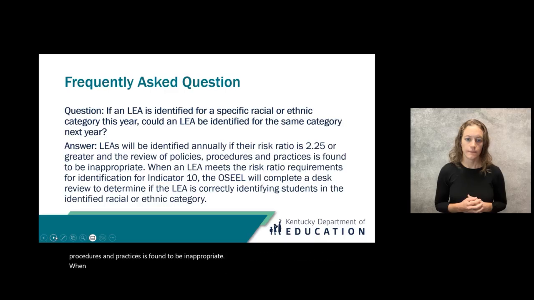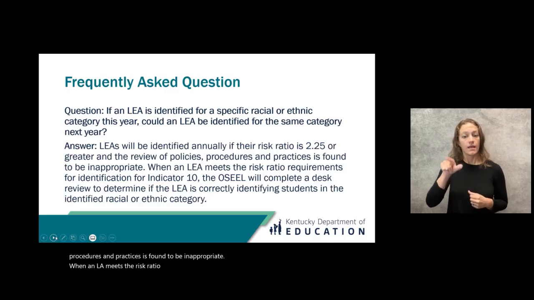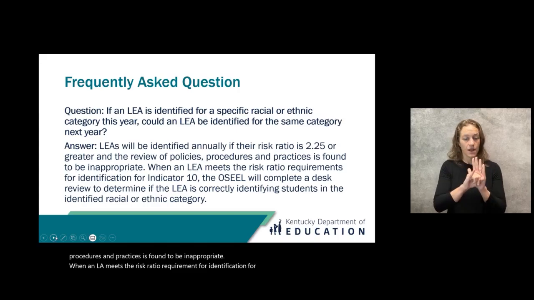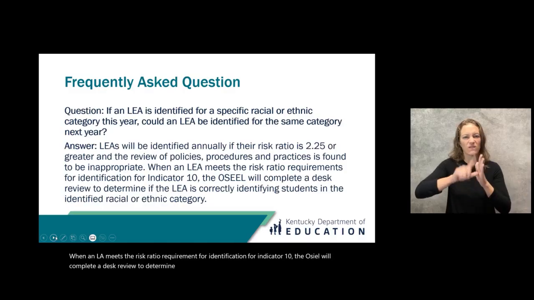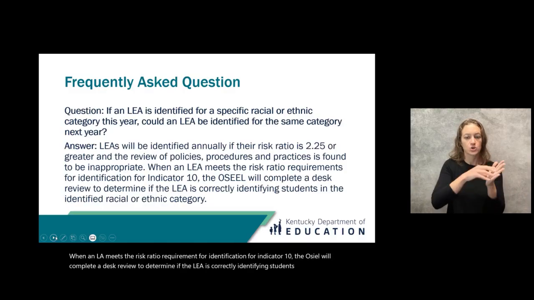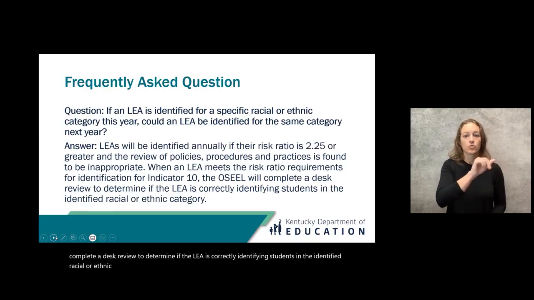When an LEA meets the risk ratio requirement for identification for Indicator 10, the OCL will complete a desk review to determine if the LEA is correctly identifying students in the identified racial or ethnic category.